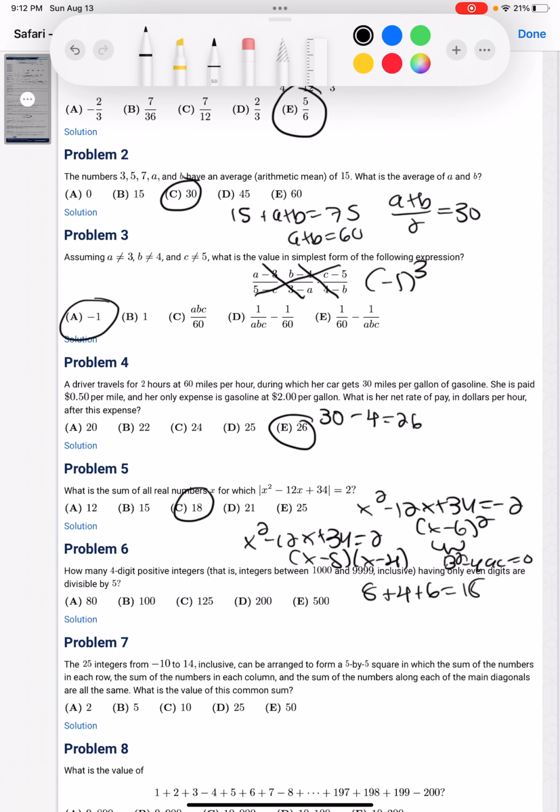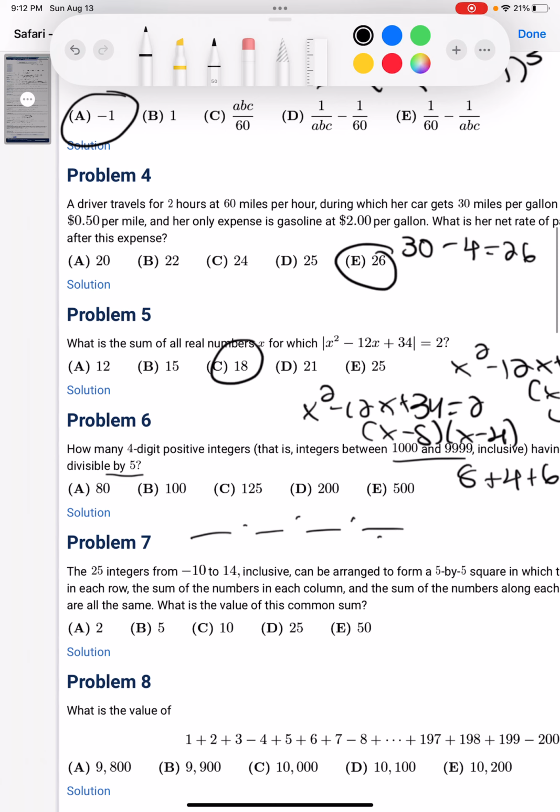Let's see. How many 4-digit positive integers between 1,000 and 9,999 inclusive, having only even digits, are divisible by 5? So let's just proceed to set up our slots. The last digit could be 0 or 5. But it can't be 5 because it's an odd digit, so it has to be 0, and we only have one choice. The second one, we have 5 choices, as we have 0, 2, 4, 6, 8. Same with this one. For the first digit we can't have a 0, otherwise it wouldn't be a 4-digit number, so we have 4 choices here. So the total number is just 4 times 5 times 5, which is 100.